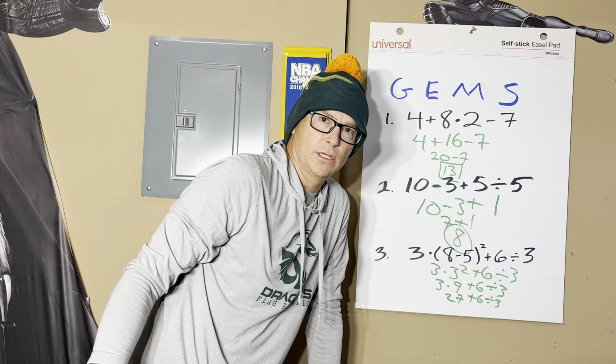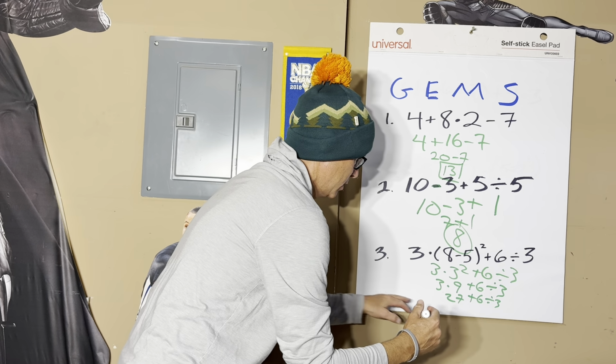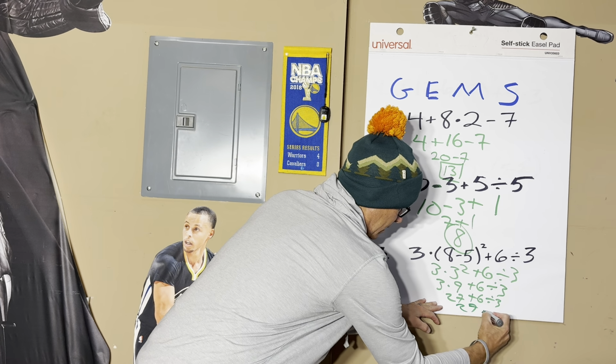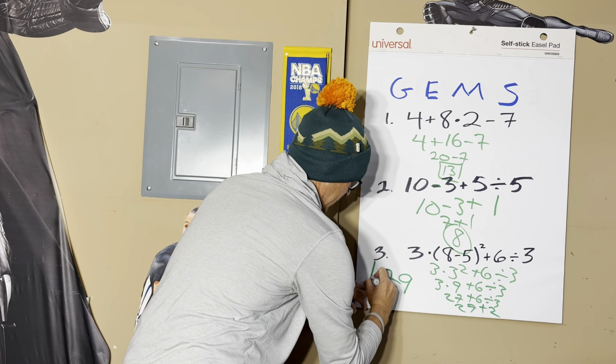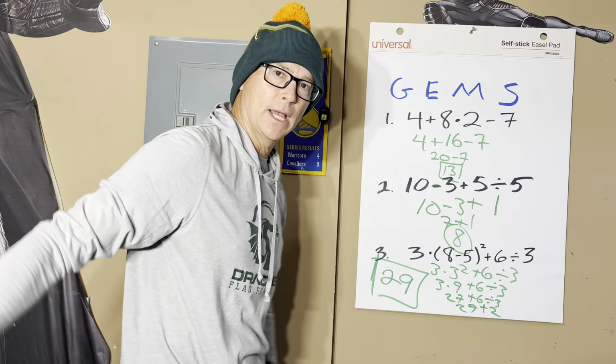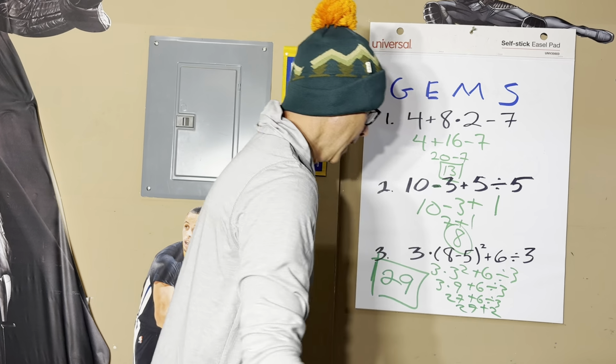Addition, division. 6 divided by 3 is 2. 27 plus 2, I'm going to go over here, 29. Okay, that's how it has to look. Triangle. Okay, here we go.